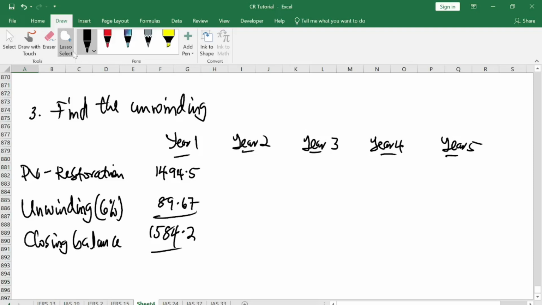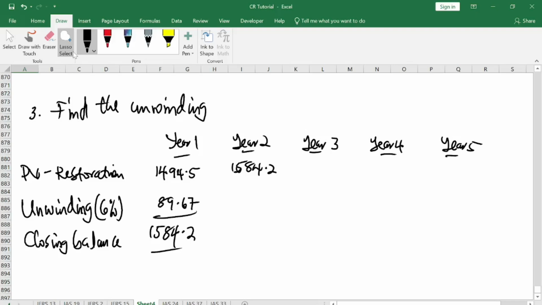Understand? So if the question requires you to prepare more than one accounting year, then what do you do? Assuming the question is for only one accounting year, this one would have been enough. But if the question is asking you to prepare more than one accounting year, then your closing balance will be the opening balance for year 2. So you have what?